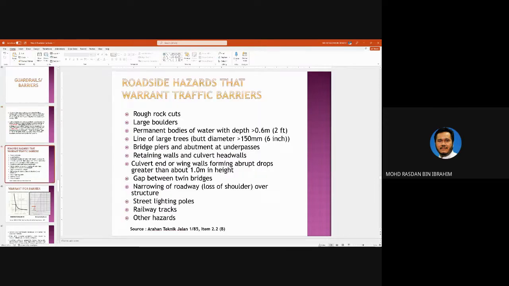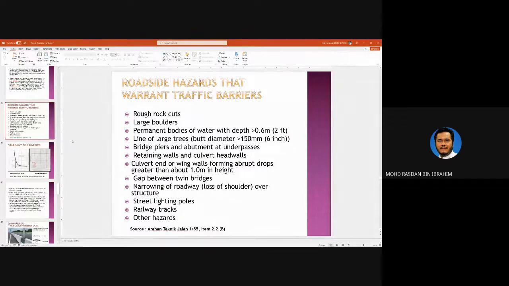Okay. So the types of roadside hazards that warrant traffic barriers: rock cuts, rough rock cuts, or large boulders, permanent bodies of water where the depth is more than 2 meters, and a large line of trees where the diameter of the tree is 150 millimeters or more. If it is less than 150 millimeters, then it's okay. You don't have to put barriers. Then bridge piers and abutments and underpasses.